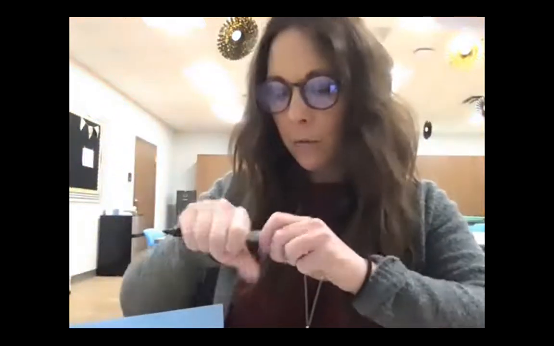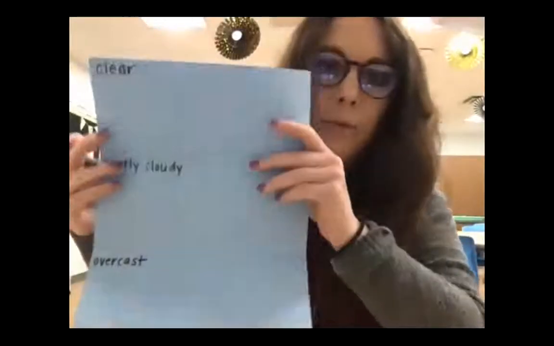So each student is going to get a blue piece of construction paper that looks like this, folded into three sections. The top one, they are going to label with the word clear. This Sharpie isn't working very well. Let me get a better one. And then the middle one, they're going to label partly cloudy. And then the bottom one, we're going to label overcast. So there I've labeled my three sections: clear, partly cloudy, and overcast.